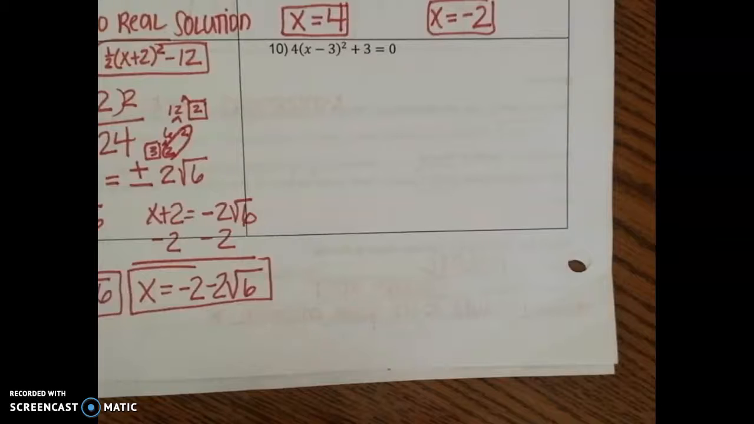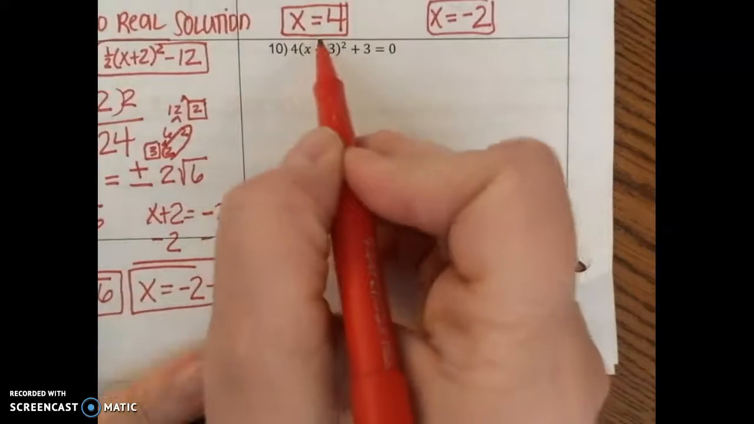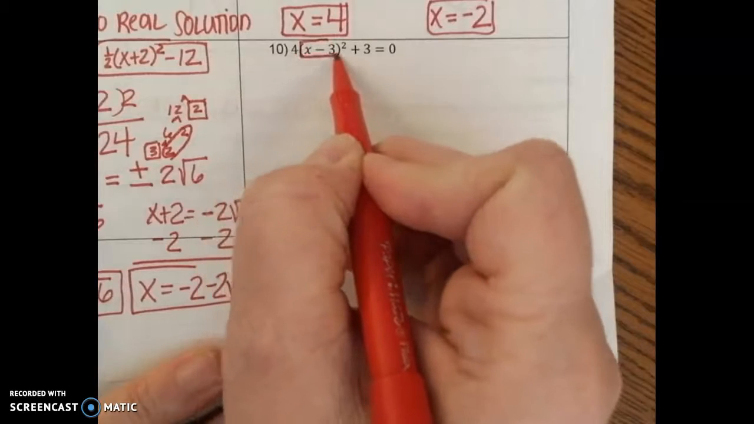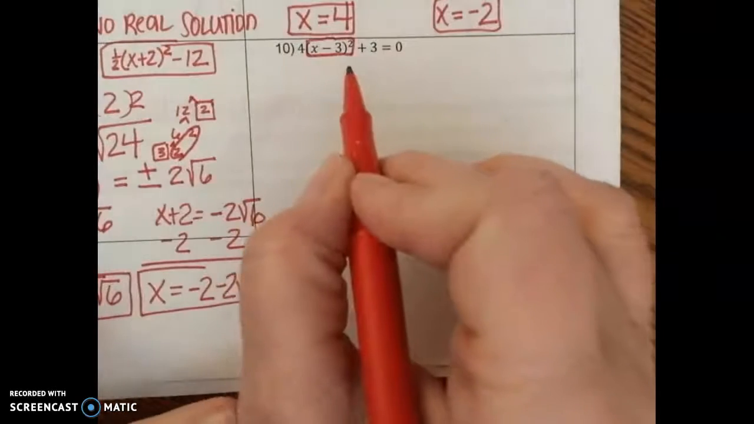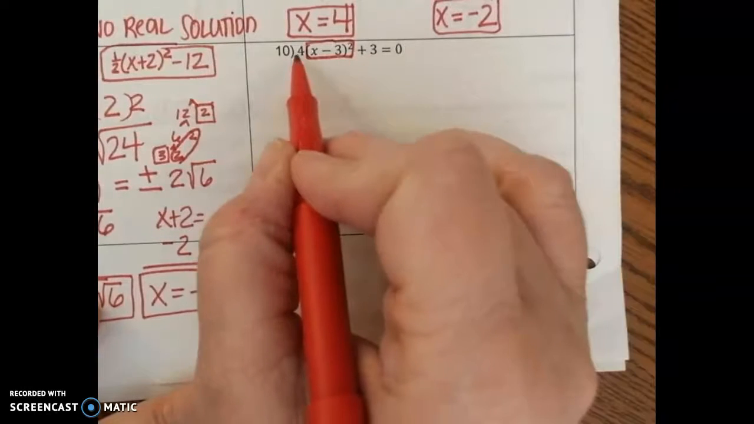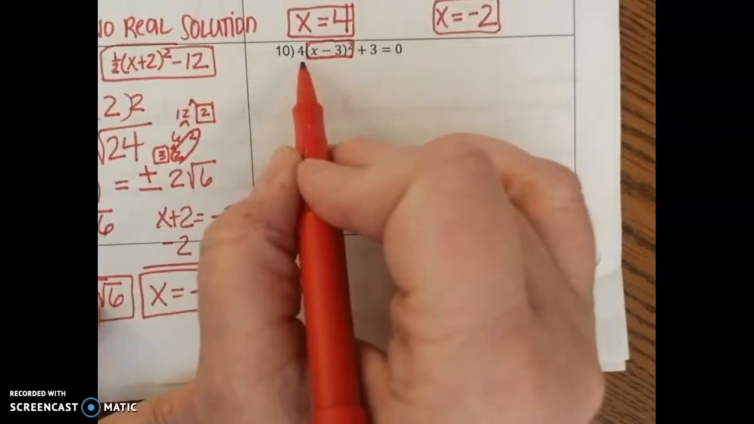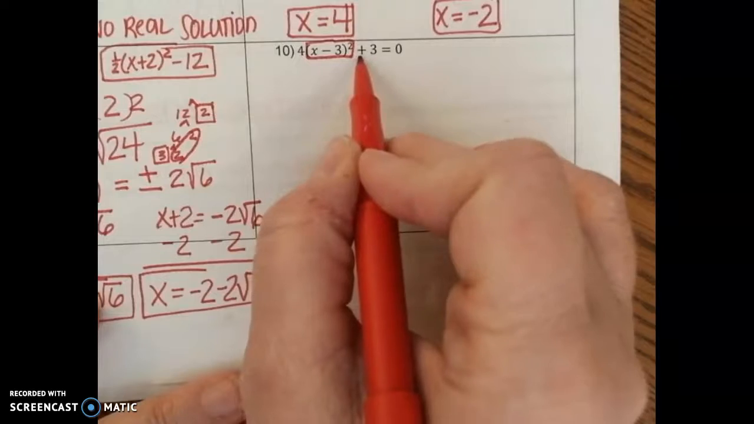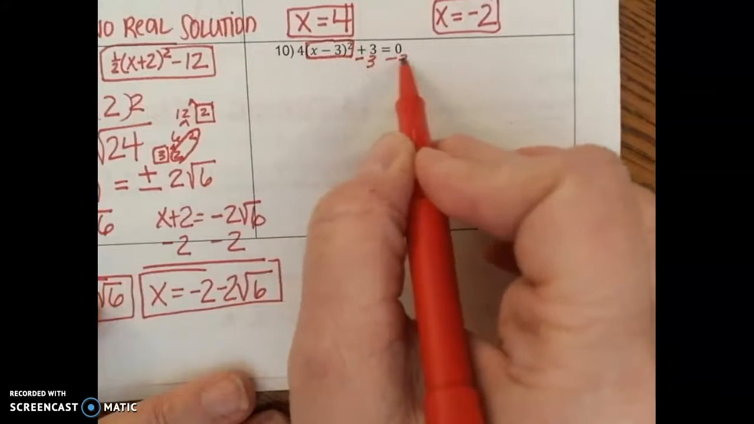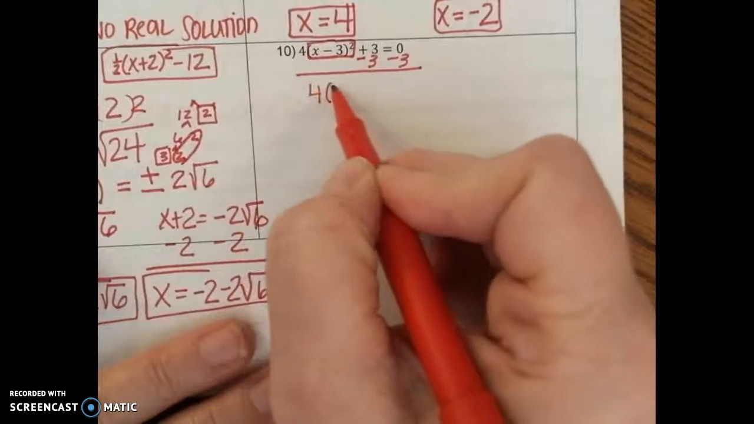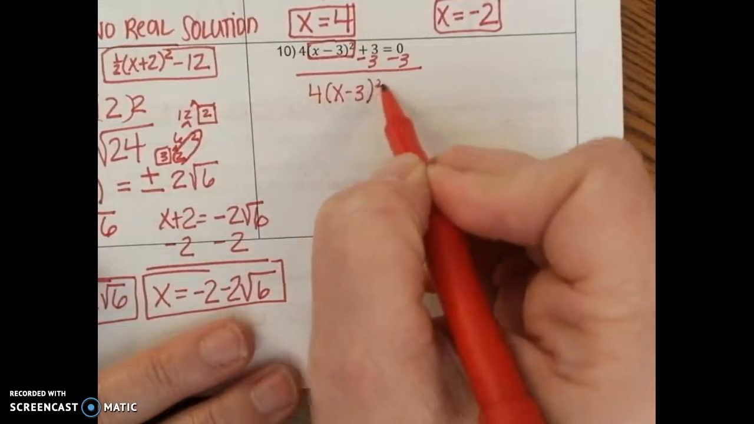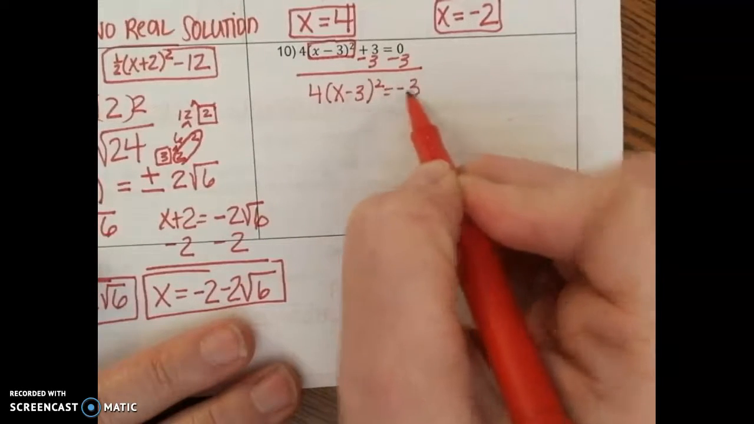Now I saved the best for last. This is about as long as they get. 9 and 10 here. So what is actually being squared on these is x minus 3 squared. So that means everything else on that same side needs to go away. So the plus 3 needs to go away, and the 4, which is multiplying, needs to go away. We do reverse order of operations, which says add or subtract first. So I'm going to move the 3. I'm left with 4 times x minus 3 squared equals negative 3.